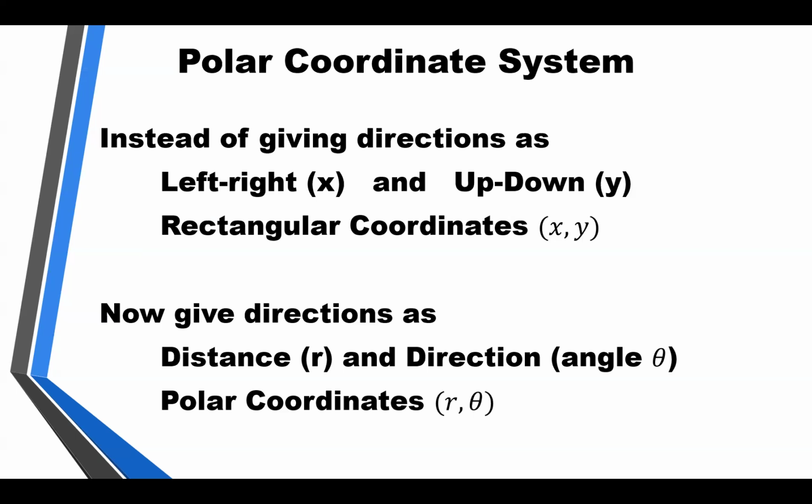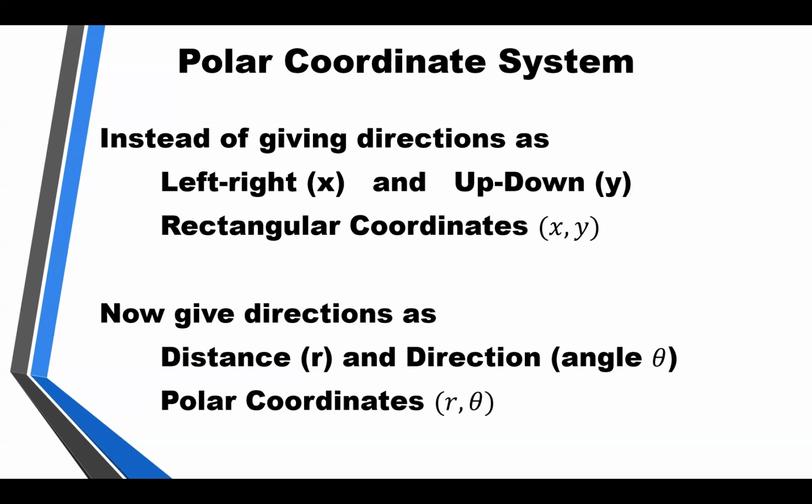The polar coordinate system does something different. It gives two pieces of information as well, but it gives a distance and then an angle direction. That angle is going to be measured from the x-axis. So it says, for instance, go out 5 units at an angle 90 degrees from the x-axis, or go out 7 units at an angle 125 degrees from the x-axis.